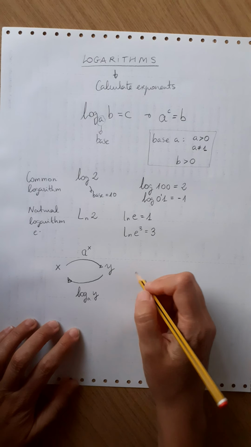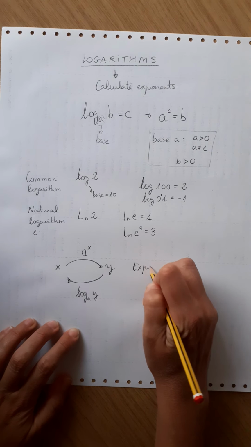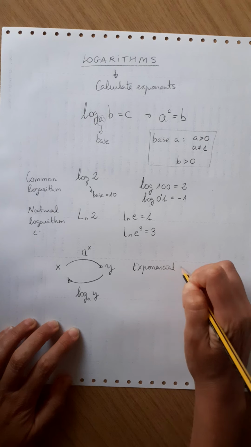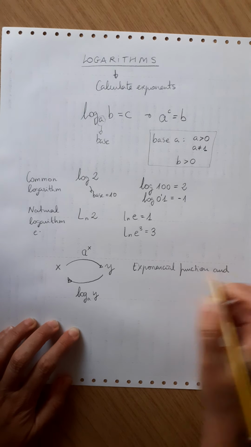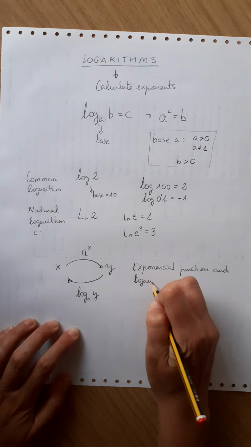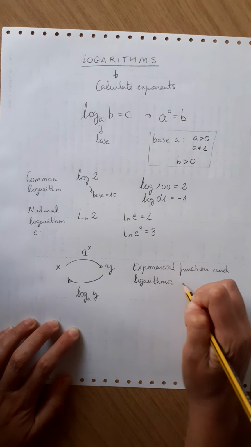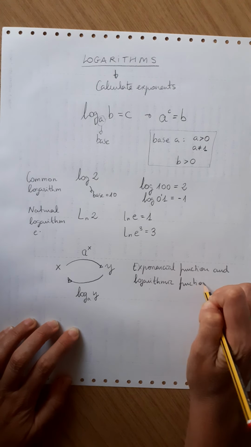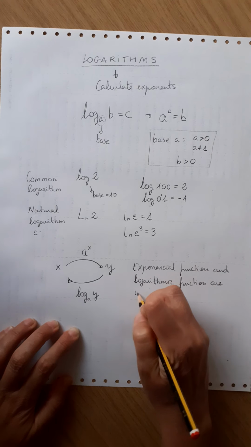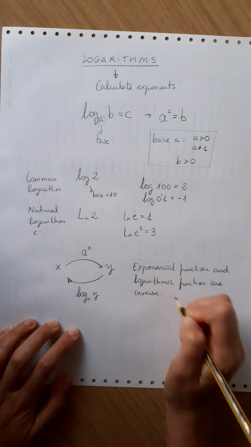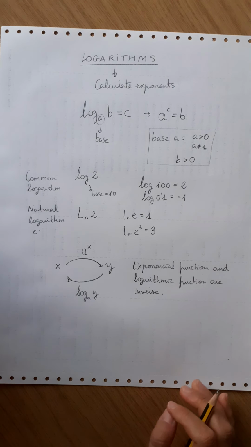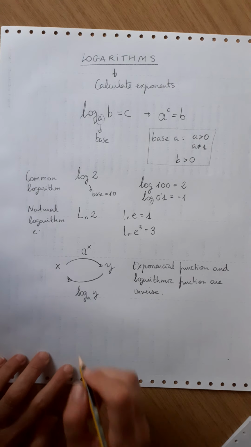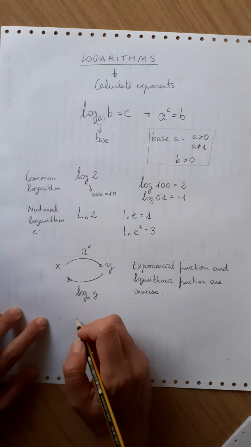All right, so the exponential function and the logarithmic function are inverse. So if I perform one and then the other, I arrive at the same place again. So let's check that this is true.